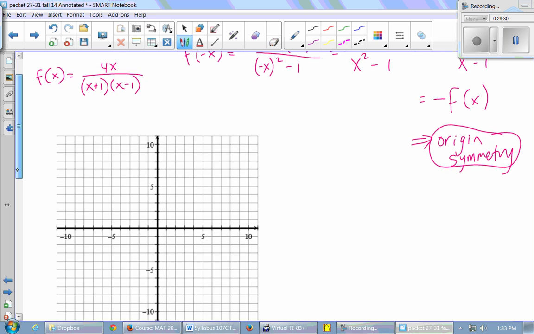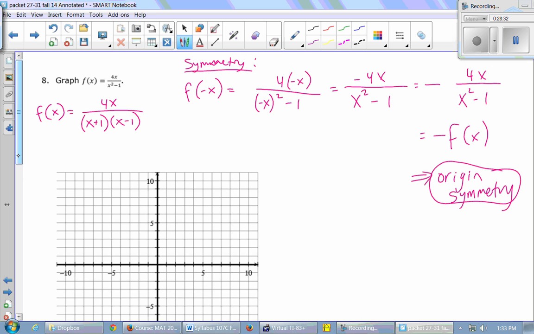Let's try to find the y-intercept. You just plug a 0 in for x. And 4 times 0, if the numerator is 0, doesn't even matter what the denominator is, you get 0. To find x-intercepts, you set the numerator of the function equal to 0 and solve. You get x equals 0.